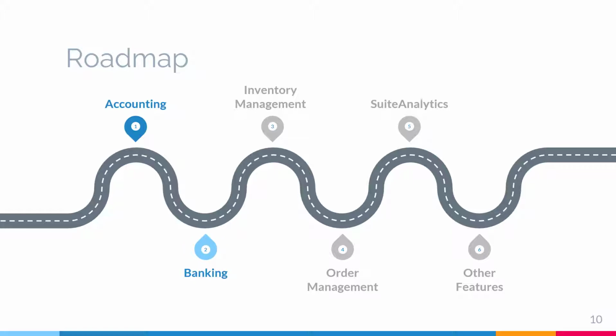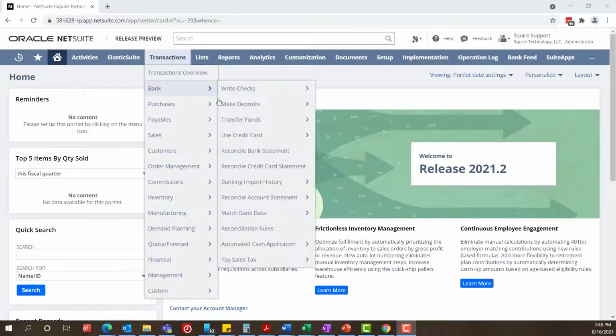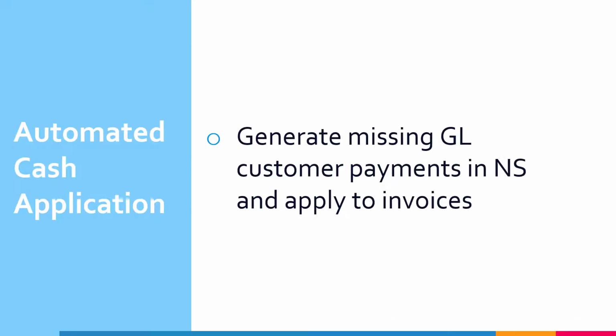Moving on to 21.2's new banking enhancements. NetSuite 21.2 includes a feature to help you apply customer payments to open AR accounts in bulk. Using the automated cash application feature, you can generate a batch of missing customer payments and apply them to invoices. NetSuite gives you the option to automate cash application or automatically generate customer payments on the Match Bank Data page.